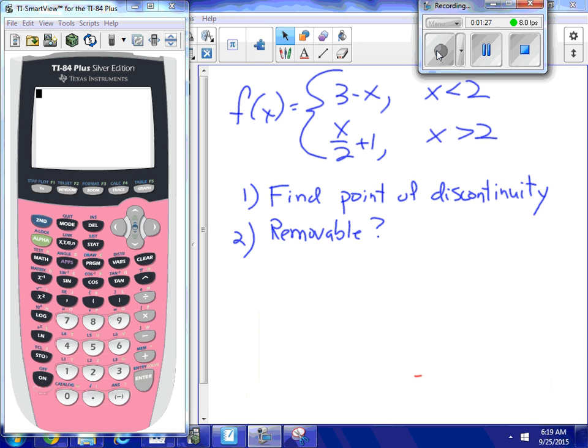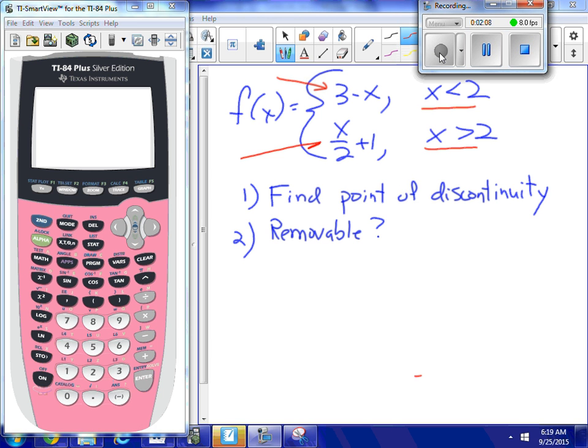Well, what might be a point of discontinuity in this piecewise function? Well, a piecewise function is made up of two separate functions, each with their own separate domain. So let's look at them individually. First of all, I'm looking at the function 3 minus x. I'm guessing that that's just going to be a straight line, and if I just had that function alone, it would be continuous from negative infinity to positive infinity. There's nothing in that function that indicates that I wouldn't have satisfied the conditions of every point being continuous.